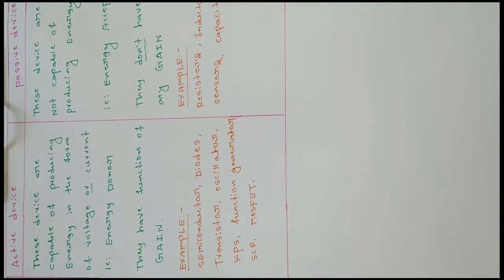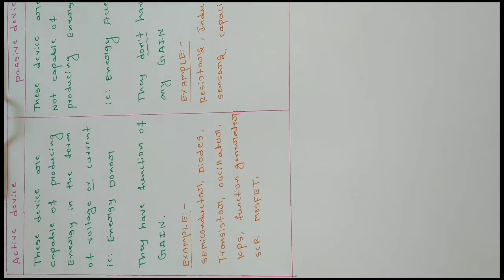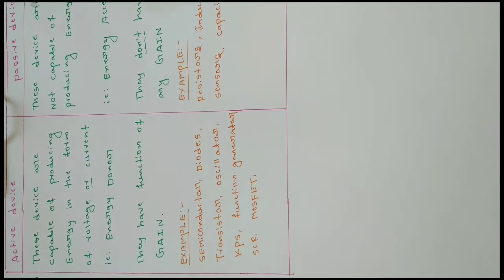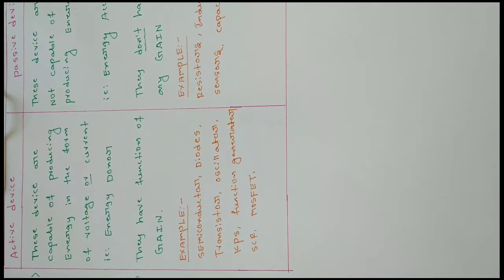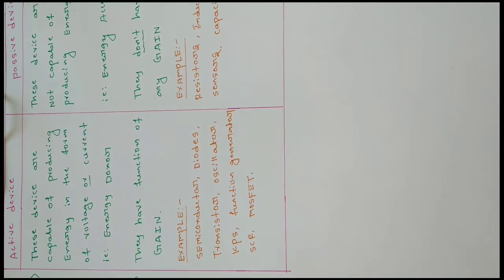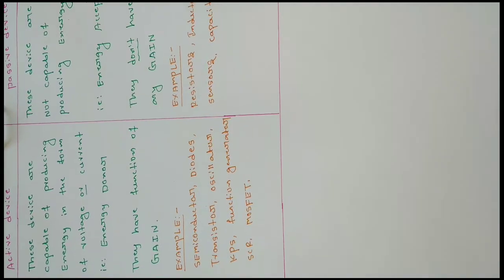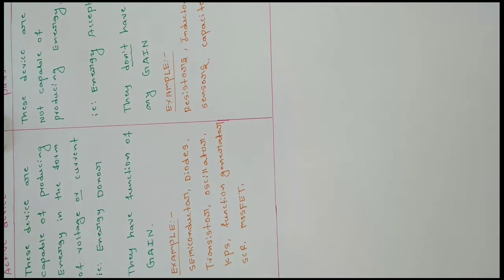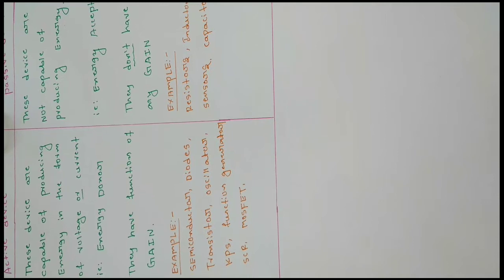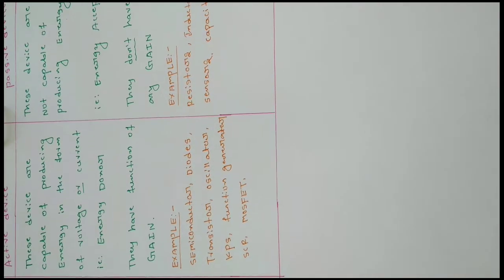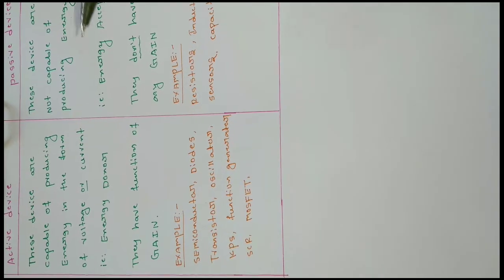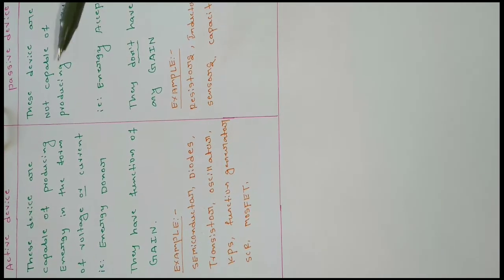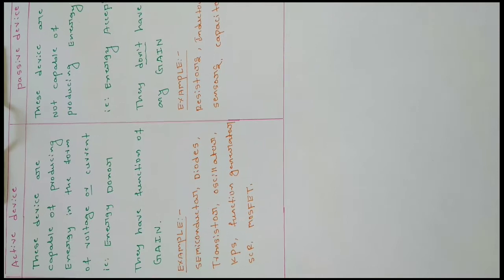And coming to passive devices, these devices are not capable of producing energy, so they use someone else's energy for their work. So they can be called energy acceptors. This is the main basic difference: these are energy donors and these are energy acceptors. Passive devices will not produce any energy, and active devices will produce energy.